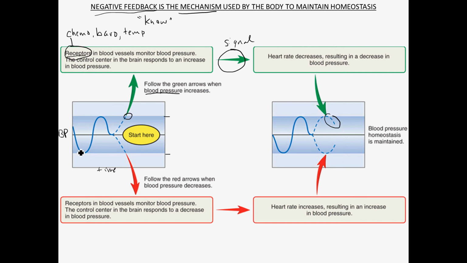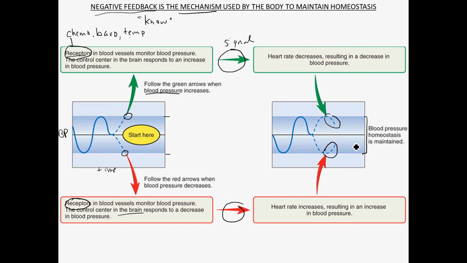Right? If the blood pressure dropped too low beyond a lower set point here, look, we have receptors again, chemoreceptors, baroreceptors, or pressure receptors that monitor that blood pressure change. Sends a signal to the brain. The brain then sends signals to the heart to increase the heart rate, and therefore increasing the blood pressure. And you notice here then that the blood pressure comes back up and is then maintained within this normal range right here. So blood pressure homeostasis maintained.